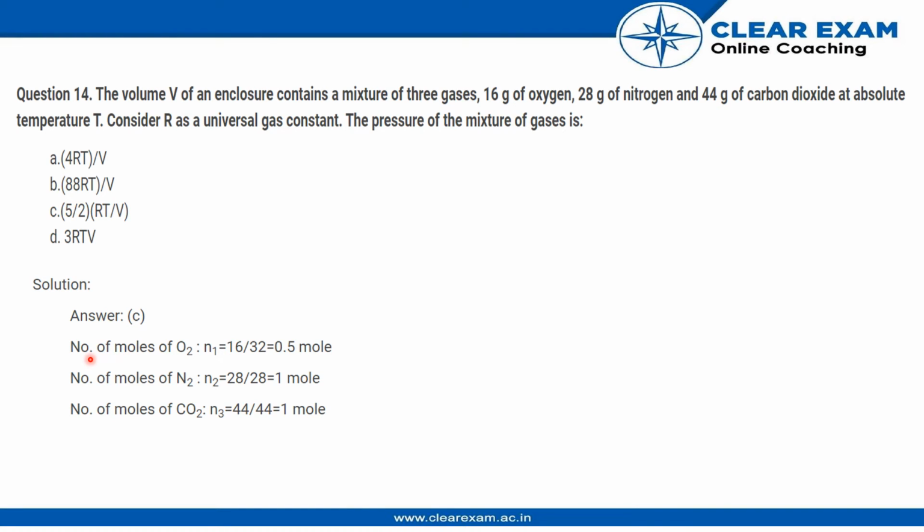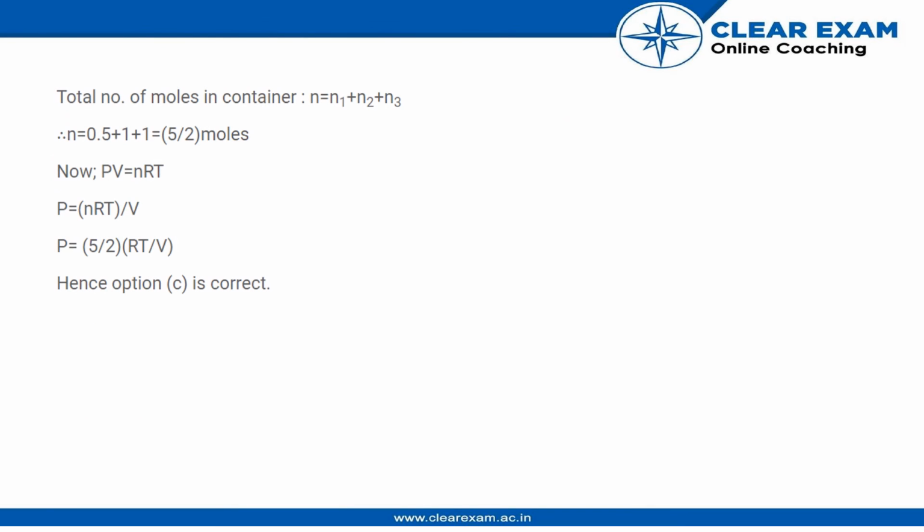So the number of moles of oxygen will be equal to the weight in grams divided by the molar mass, that is 16 upon 32, which is equal to half a mole. The number of moles of nitrogen will be equal to 28 upon 28, that is 1 mole. And the number of moles of CO2 will be equal to 44 upon 44, that is again 1 mole. So the total number of moles present in the container will be equal to 1 plus 1 plus 0.5, that is equal to 5 by 2 moles.